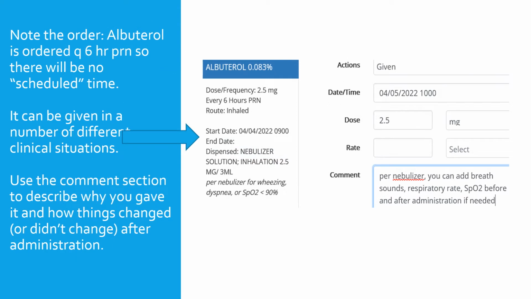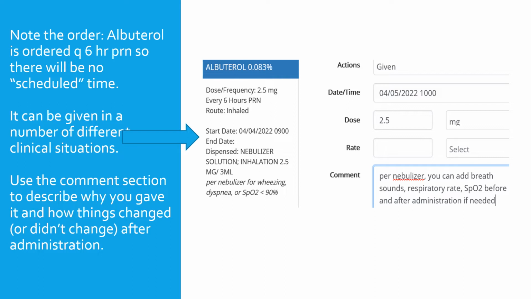Here's a medication given that is an inhaled medication, but it's given with a nebulizer. It is given PRN for a purpose, and if you look at the order on the slide down at the bottom under albuterol, it will say given per nebulizer for wheezing, dyspnea, or an SpO2 less than 90%.